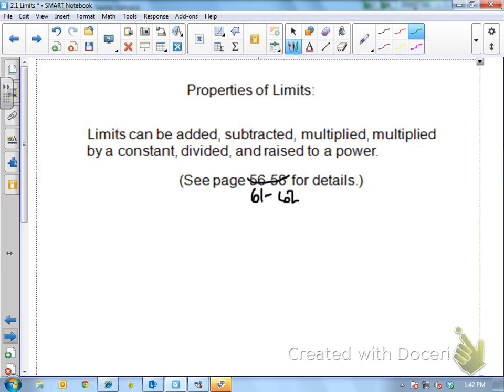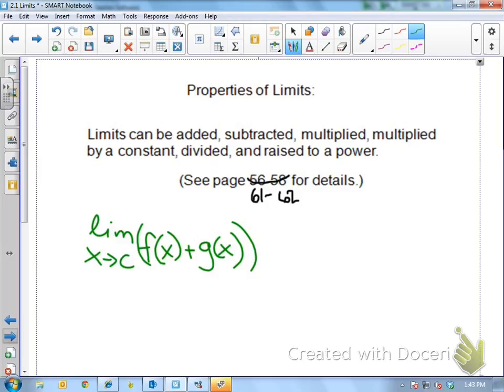But if I said the limit as x approaches c of f of x plus g of x. Okay. And sometimes we put parentheses around the whole thing just to show that the limit is applying to the whole thing. Well, what we're saying with the properties of limits is I could do that all together, or I could separate them and apply the limit to both.